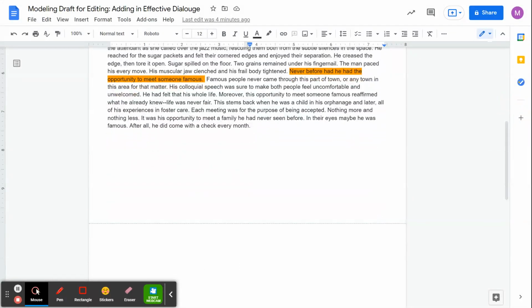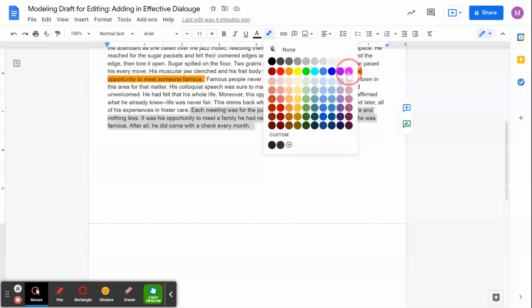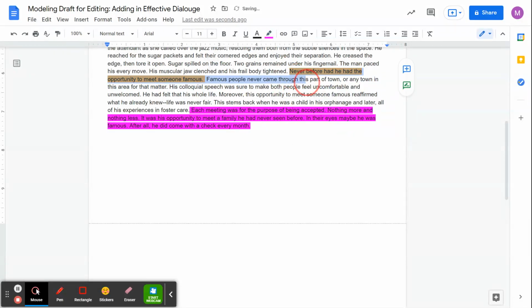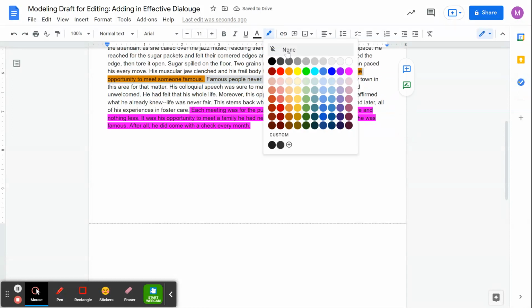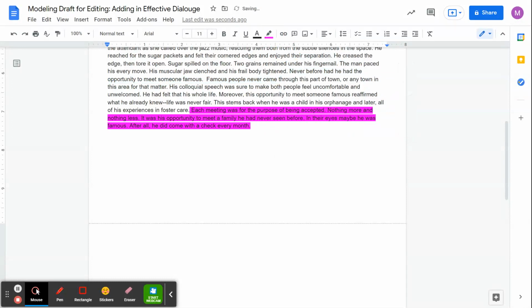So here's my draft. I'm going to be using this opportunity right here that's highlighted in pink. Each meeting was for the purpose of being accepted, nothing more, nothing less. It was his opportunity to meet a family he had never seen before. In their eyes, maybe he was famous. After all, he did come with a check every month.